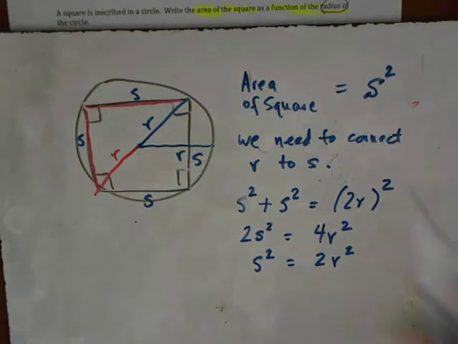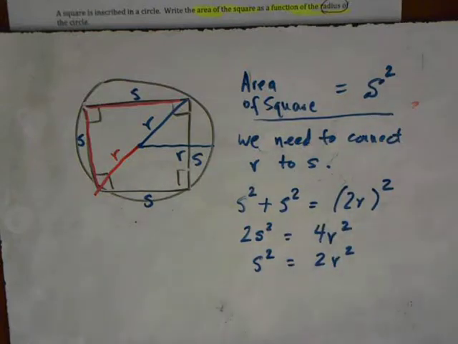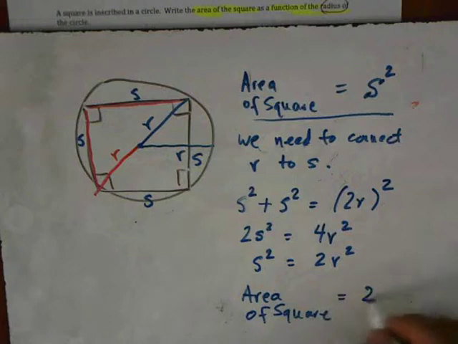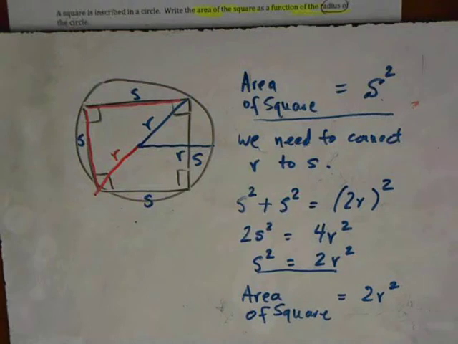But if we take a quick look, we're actually done with the problem because s squared is the area of the square. Okay, and that's really all we're asked to solve for. So we can now say that the area of the square is equal to 2r squared. Okay, because the area of the square is s squared, and s squared is 2r squared. That means the area is also 2r squared.